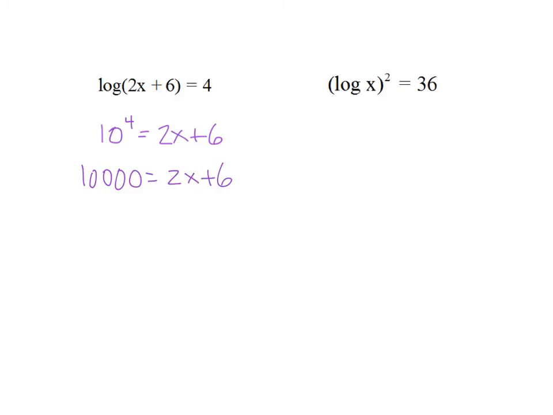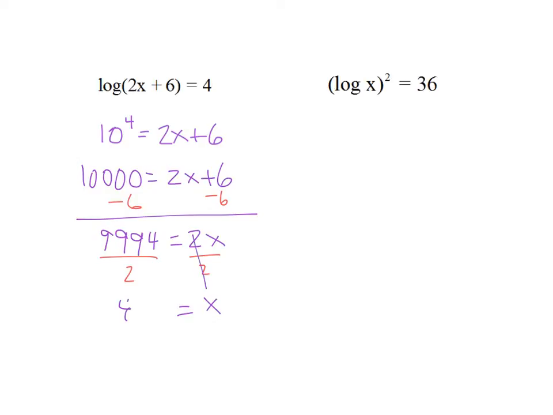So now we need to solve this for x. The first step, of course, is to subtract 6. Good old linear solving. I'm sure sometimes you guys miss that. When we subtract 6 from 10,000, we get 9,994. And lastly, we are going to divide by 2 on both sides, and we get x equals 4,997.